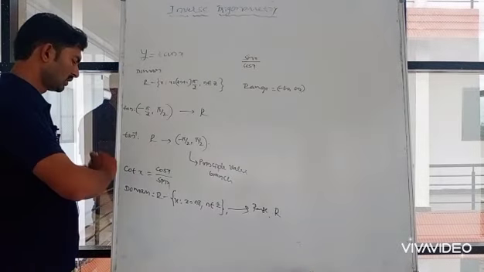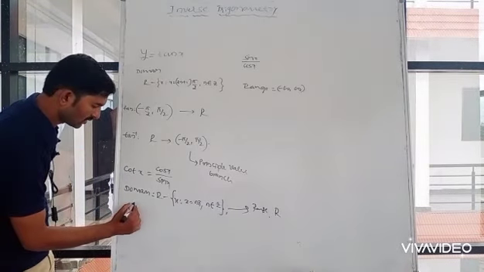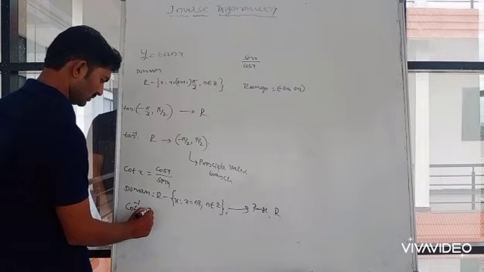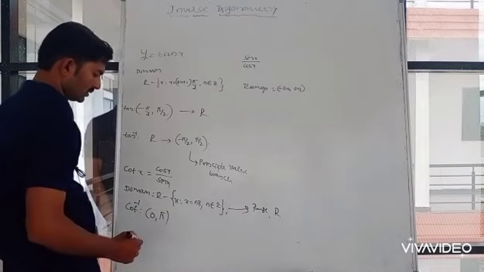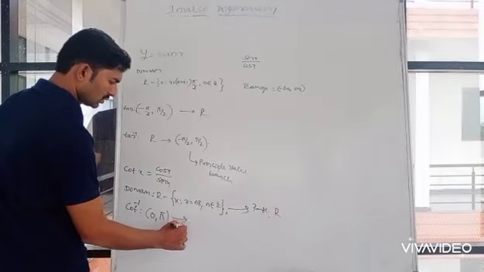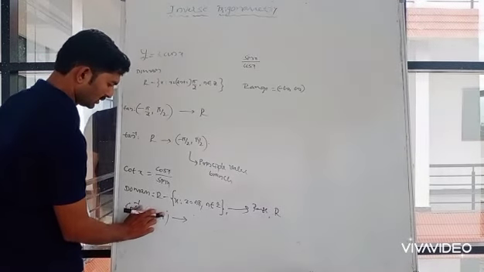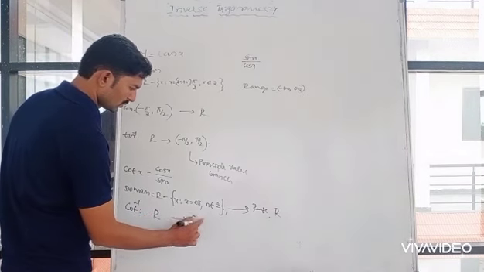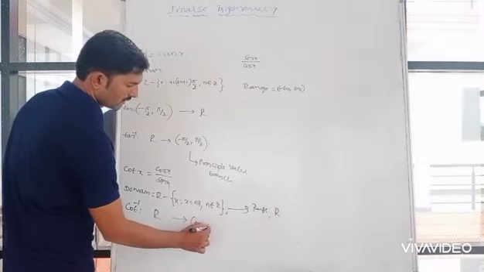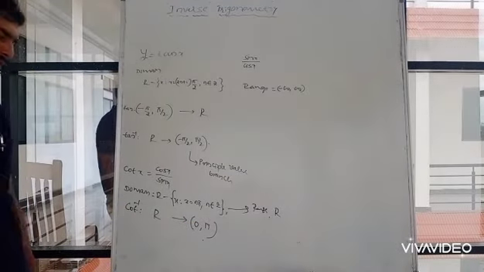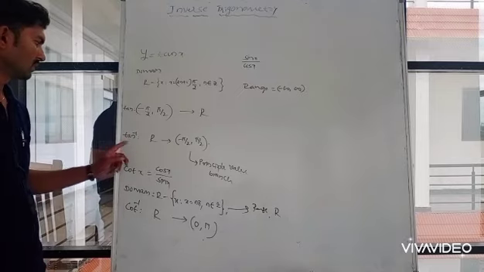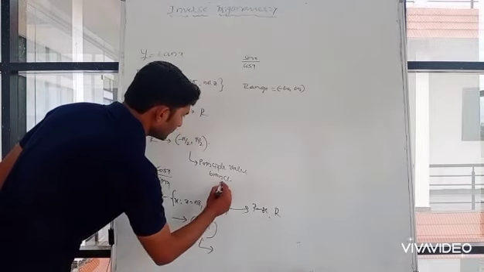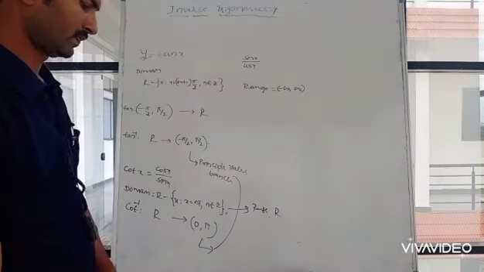Then for cot inverse existence, we will restrict. So what is the restriction here? From capital R to the open interval 0 to pi. This is cot inverse. This is tan inverse. Similarly, here we can call it the principal value branch for tan inverse.